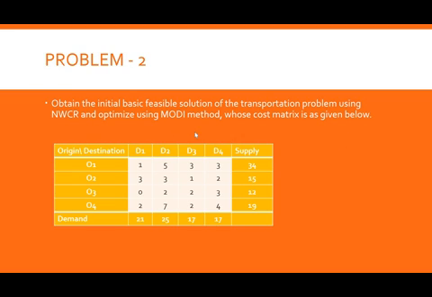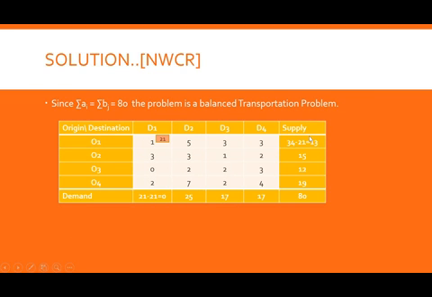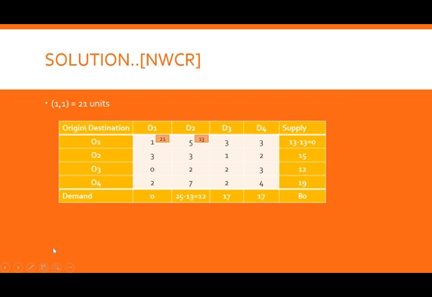The problem given is we are supposed to solve the transportation problem IBFS using NWCR and optimize it with the Modi method. We have 4 origins and 4 destinations. First, we check whether the problem is balanced or not. When we add up the supplies and the demands, we find that the total is 80 on both sides, so it is a balanced problem. I am solving IBFS using NWCR. The first allocation will be the top left corner with 21 units. So 1, 1, 21 units.